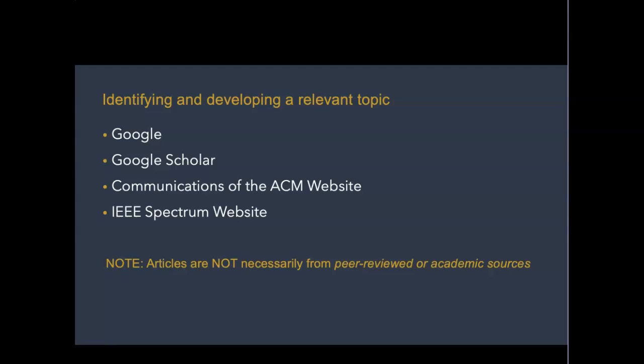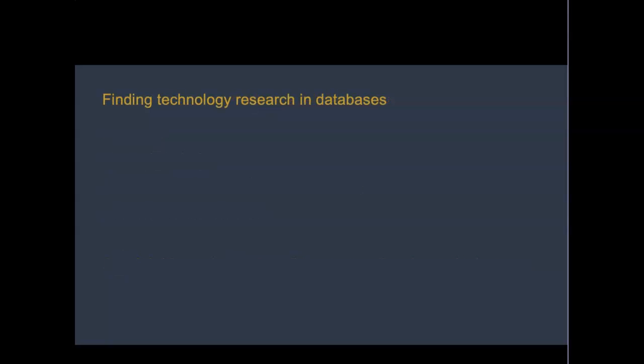Once we've identified a topic or a technology that we're looking at, how do we go and find some of those better resources that are more likely to be considered peer review or academic sources? Here is where we are going to deal with different databases. Finding technology in research databases.